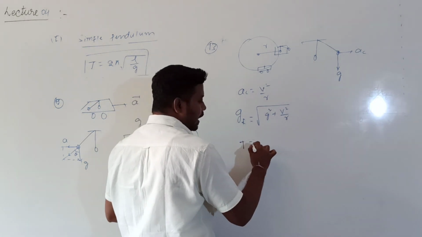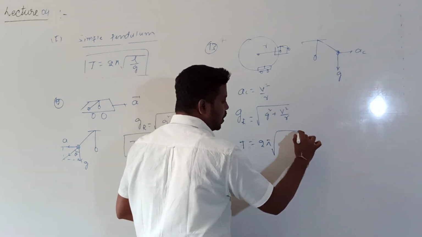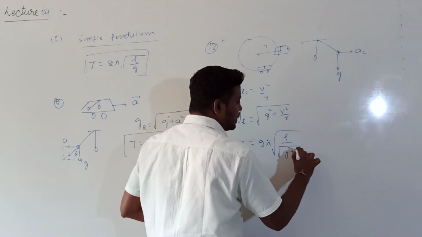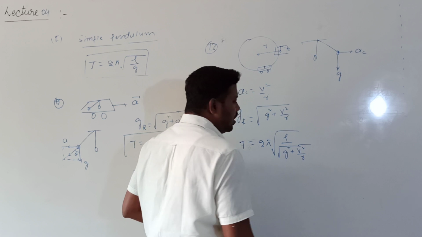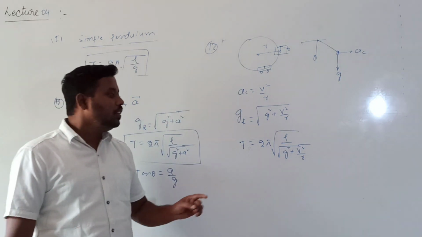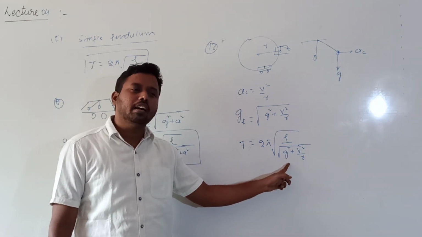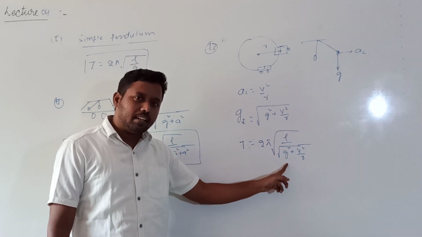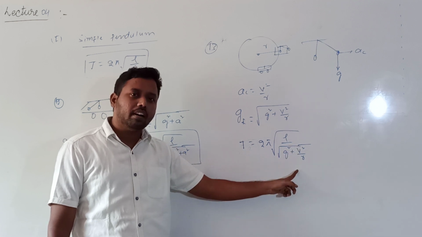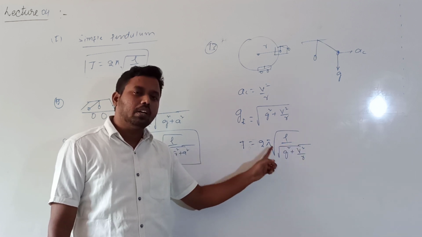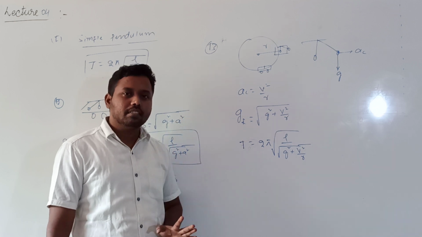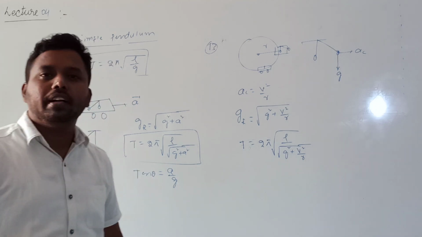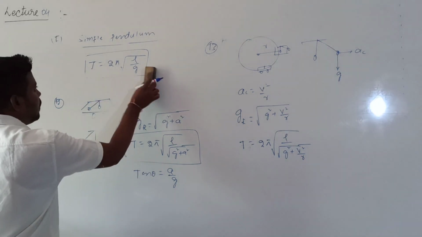Then the resultant time period is given by 2π√(L/√(g² + (v²/r)²)). In this case, what happened to the time period? When the centripetal acceleration is not there, I get 2π√(L/g). Because of the centripetal acceleration, I get √(g² + (v²/r)²). The denominator value increases, so what happens to the time period? It decreases. Okay, this is the case whenever the simple pendulum is attached to the roof of a car.